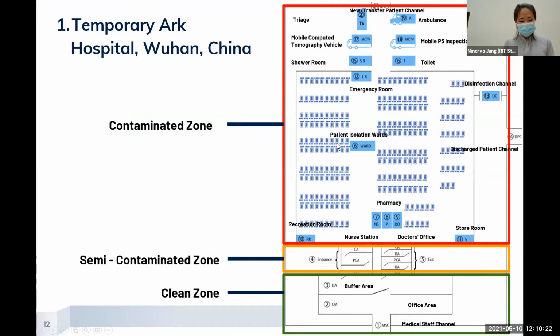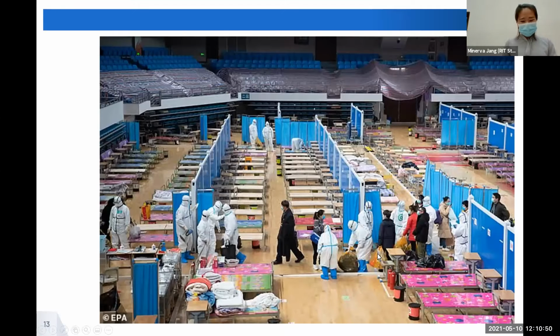The first one is the Wuchang Arc Temporary Hospital, which was built in the Wuchang Hongshan Stadium in Wuhan, China. It was impressive for how quickly it was built, and it had a capacity of a maximum of 800 patients. This facility was for COVID-19 patients who have mild symptoms. As you see, they divided their floor into 3 zones so that staff can have efficient and safe traffic flow. And this is a photo of the Wuchang Arc Temporary Hospital in the arena.